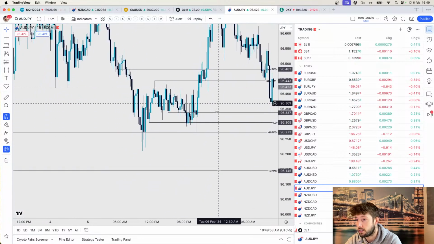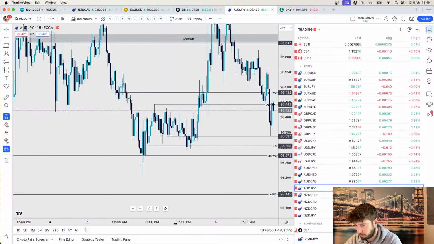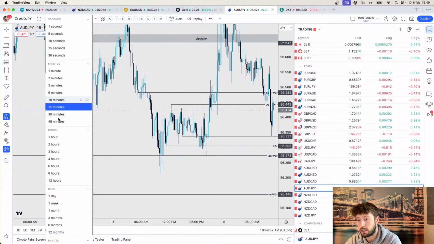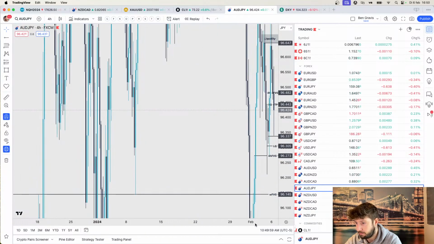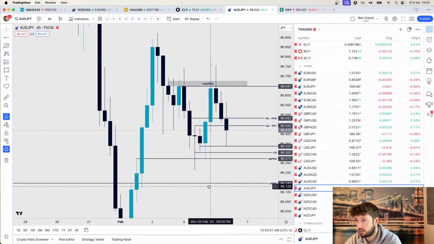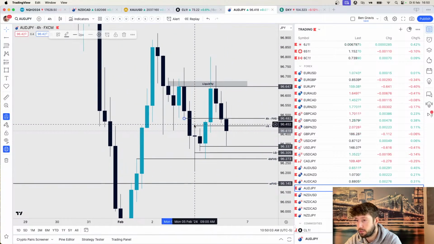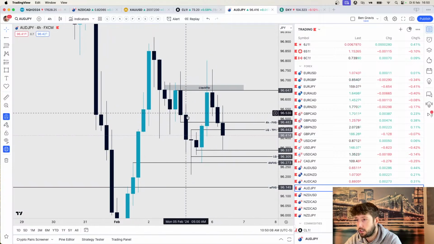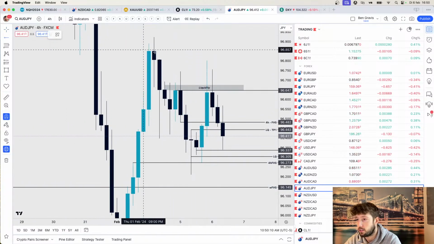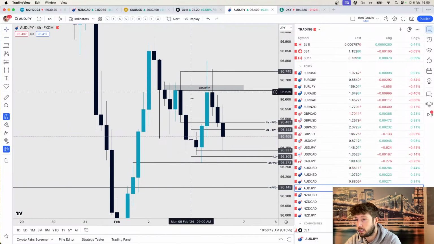And overnight it did work out based upon the 4-hourly fair value gap. So it bounced, and then I was looking for this flip here. It didn't happen, but I wanted to enter right here, and then it flipped, and then the target is obviously the next swing high.